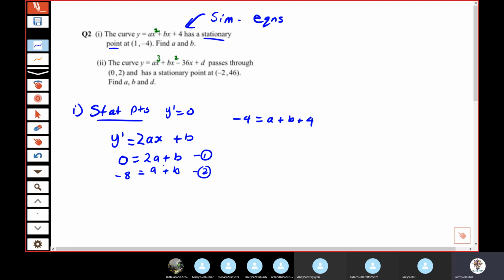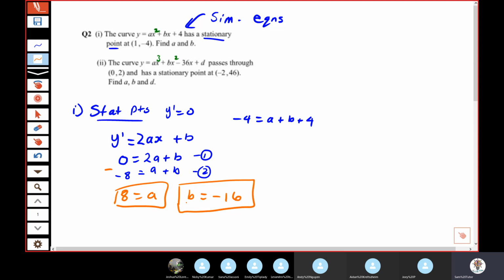All right, we're going to subtract. 0 take away 8 is 8, 2a take away a is a, b take away b is 0. You just found a is equal to 8. Sub it back in. What is b equal to? If a is 8, b would be negative 16. Does that make sense? Yep. Any questions?